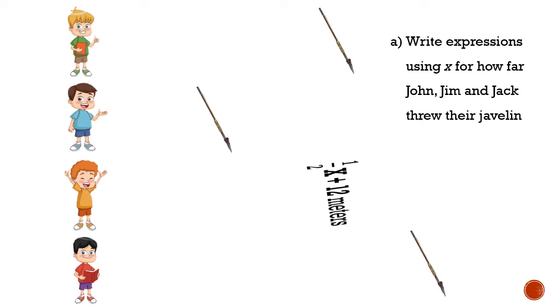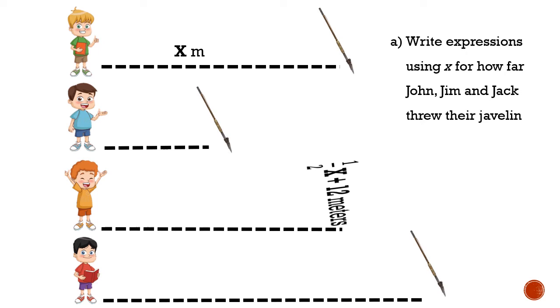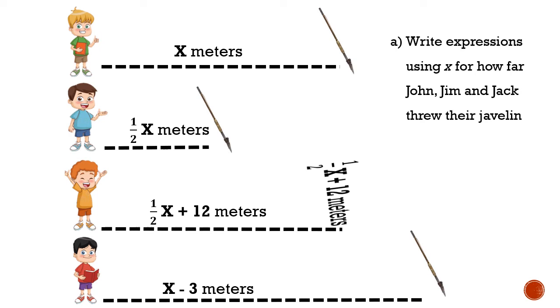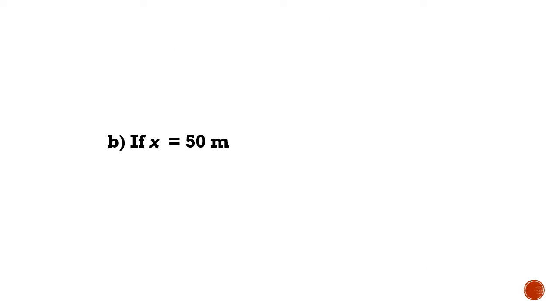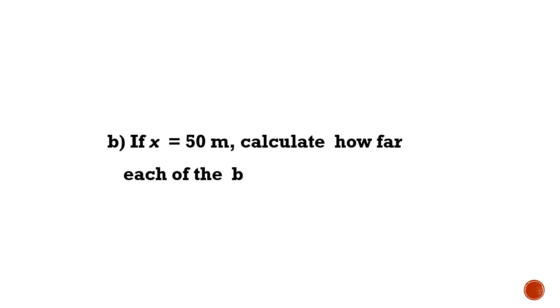So the summary of our expressions: we have X meters for Tom, 1/2 X meters for John, 1/2 X plus 12 meters for Jim, and X minus 3 meters for Jack. Okay, what if X is now equal to 50 meters? So we need to calculate how far each of the boys threw the javelin.